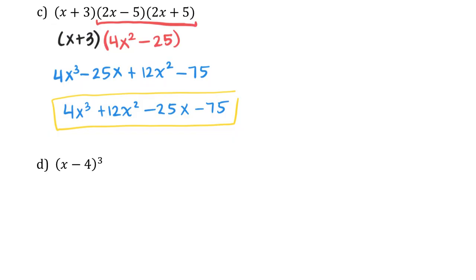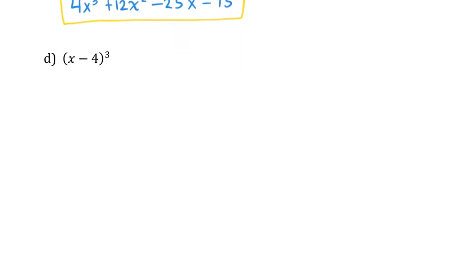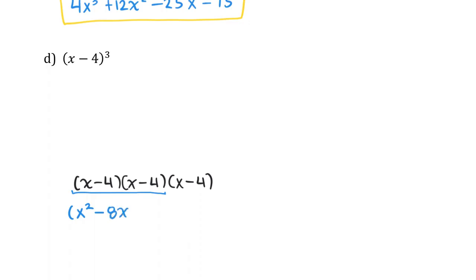Okay, let's go ahead and do one more. Okay, x minus 4 cubed looks like it should be so easy, but it's not, because this is x minus 4 times x minus 4 times x minus 4. Okay, and I still need to start with 2. So let me just start with these two. Some of you can do this in your head. This is x squared, minus 4x, minus 4x is minus 8x. Minus 4 times minus 4 is positive 16.